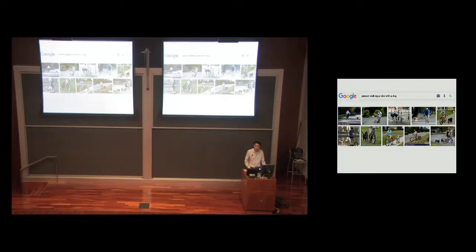The same issue shows up for Google image search as well. For example, this is a query you can try. The top results contain all the objects you want, but the relationship isn't really correct, right? None of the persons is actually walking a bike.